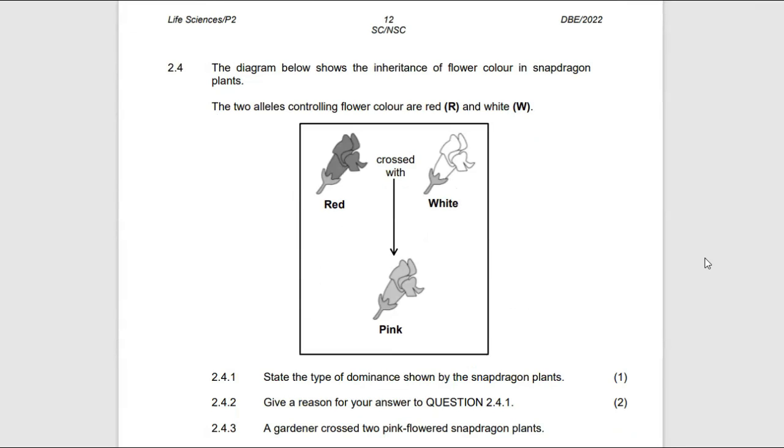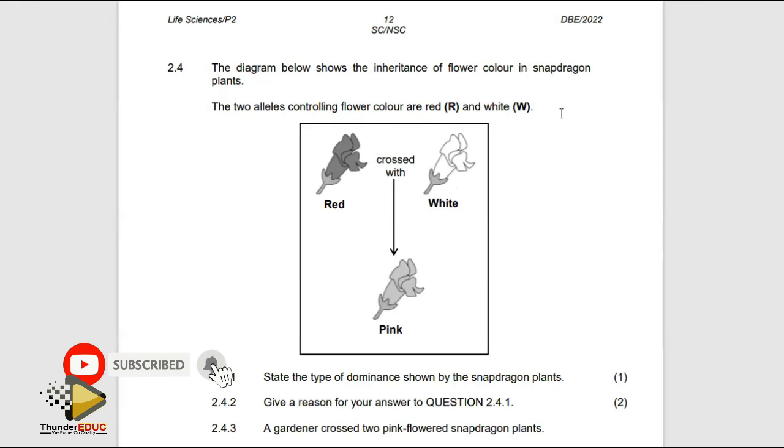Let's continue with question 2.4. It's about genetics. We know that many students find challenges with genetics. Question 2.4 from the National Senior Certificate 2022, NCS. The diagram below shows the inheritance of flower color in snapdragon plants. The two alleles controlling the flower color are red and white.